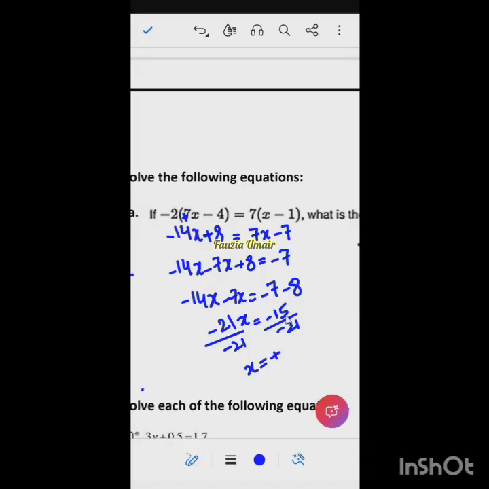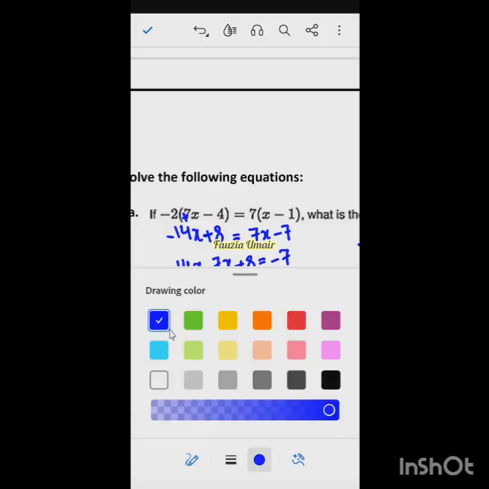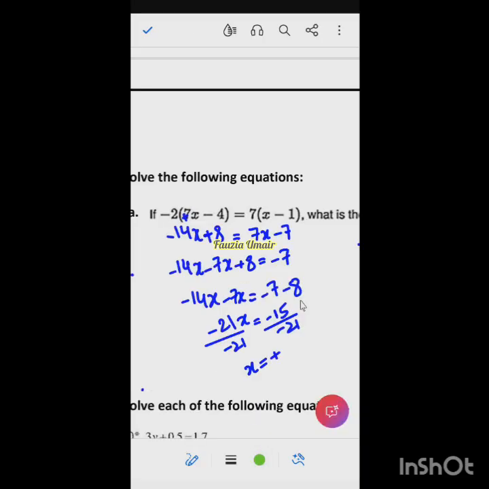So now 15 and 21. With which number can I divide? I can divide with 3. So 3 5s are 15, 3 7s are 21. So this is your answer. In this question, x is 5 by 7. Okay, beta? Any question? No. All right.